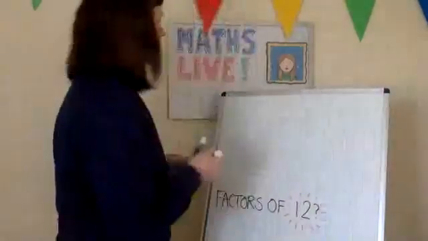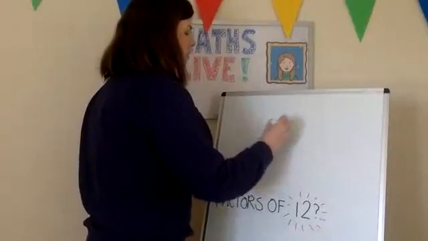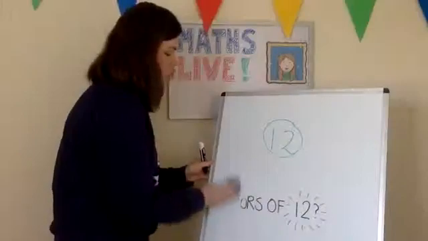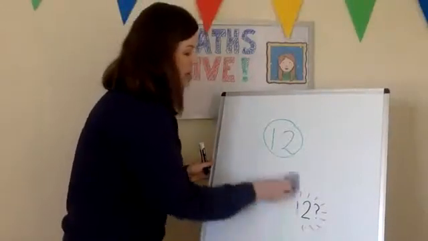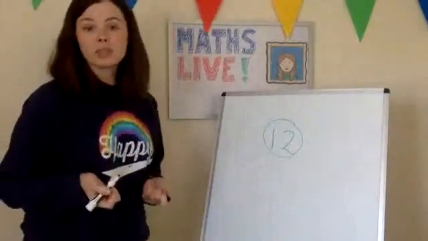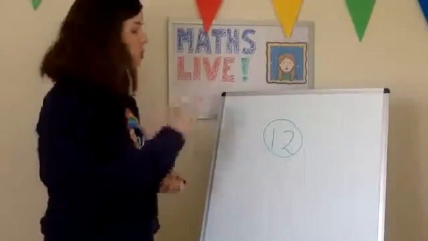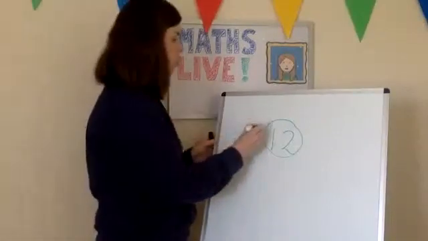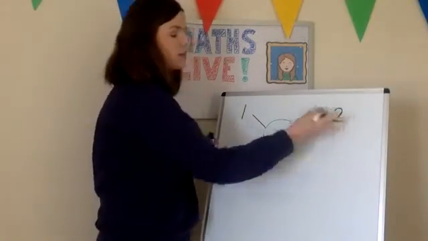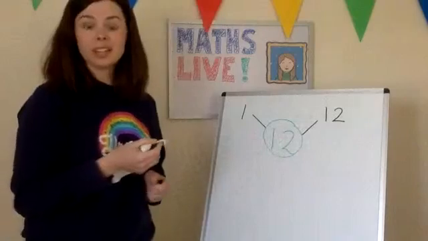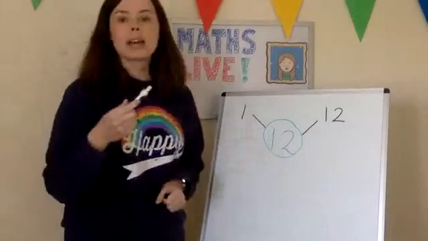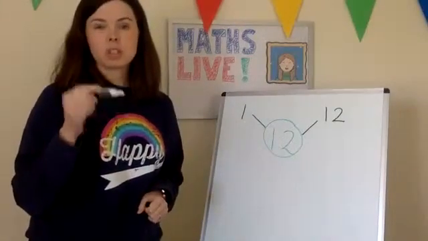So we get the number 12. I'm going to put it in the middle of my board. Factors are numbers that if you multiply them together, they make 12, and it's always a pair of numbers. So the easiest one to start with is 1 and the number that you're finding the factor of. So 1 times 12 is 12. This is called a factor spider, so you're giving the spider lots of legs by writing down what the factors are. A way to do it is go through your times tables, so then you don't miss any out.